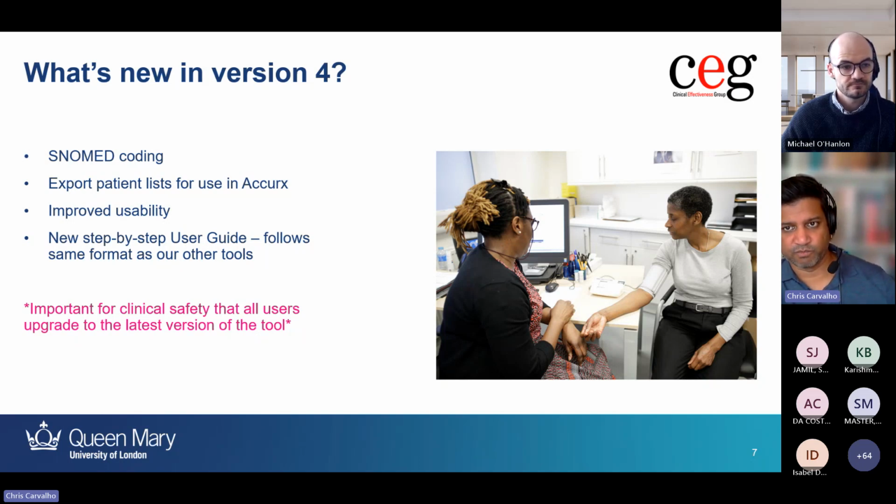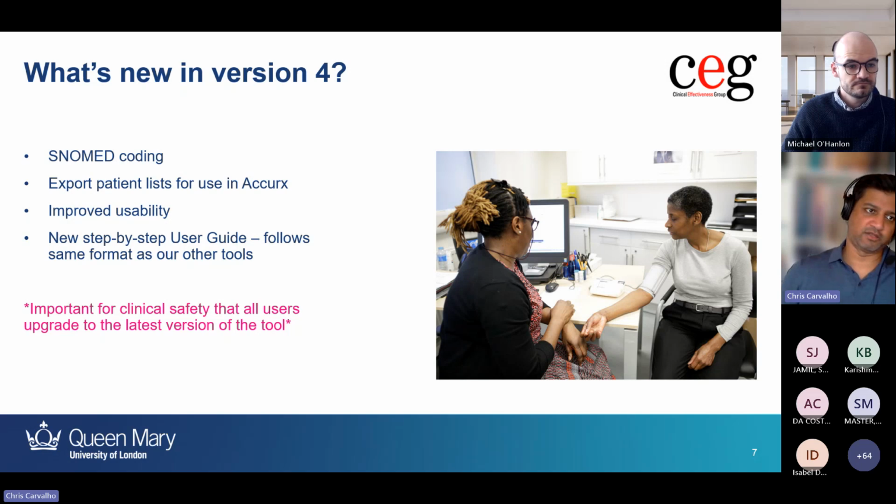The first being is that we've moved now to SNOMED codes to make sure it's up to date with how everything else is coded in your primary care data. There's also an additional functionality benefit in that there is an ability to export a patient list that you can then use in Accurx or others. So it allows you to put that into Accurx, or you can create a list that you can then use to reference in a different way. All of this is tying into making sure there's better usability.